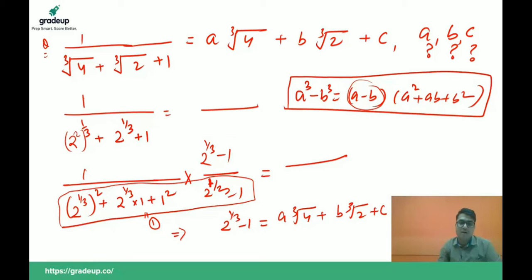And you can write this 2 raised to the power 1 by 3 like cube root of 2, and you can write cube root of 4 into 0. Now after comparison, you will get A equal to 0, B equal to 1, C equal to minus 1. This will be your answer.